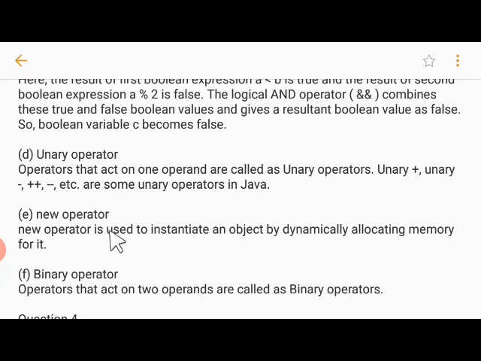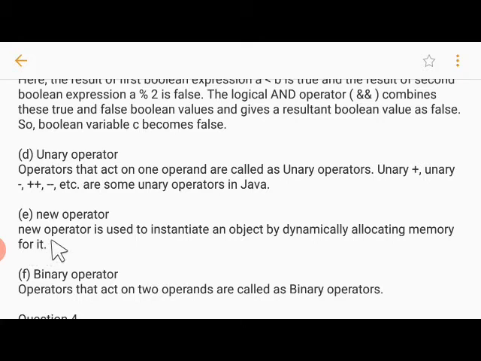Okay. Now after that, the new operator. So students, new is very important, it's a keyword. And remember students, Java is a case sensitive language, so new is a keyword, and it is written in small letters. So always write new in small letters. The new operator is used to instantiate an object. Instantiation means creating the object. So whenever you create an object by dynamically allocating memory for it, the new operator is used. At runtime, memory is allocated.